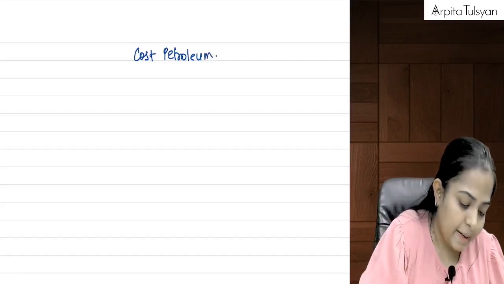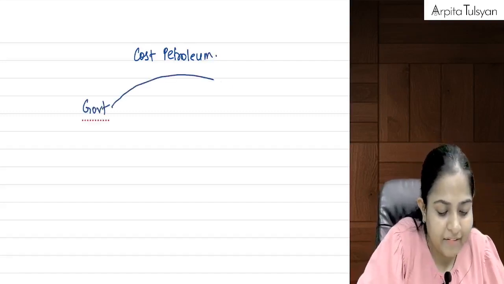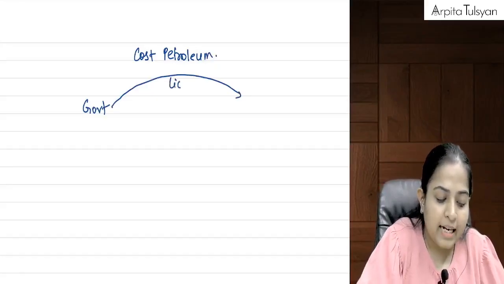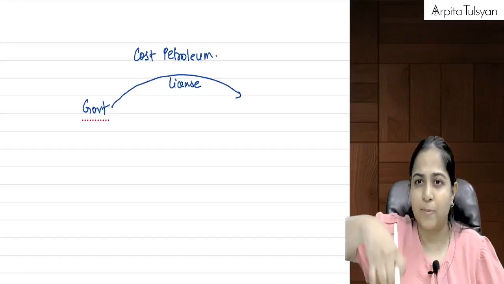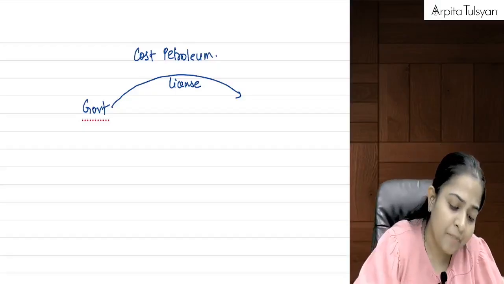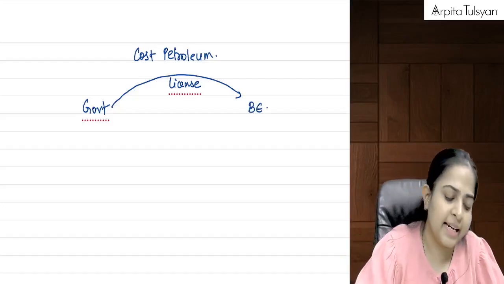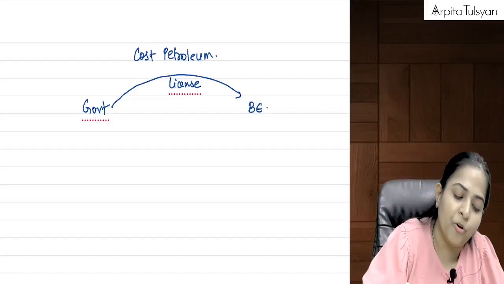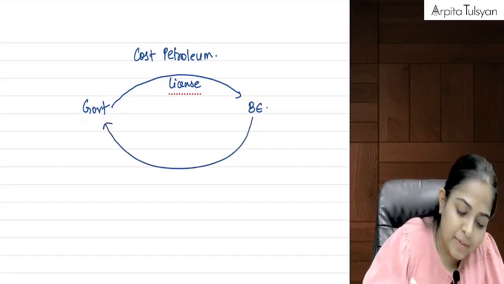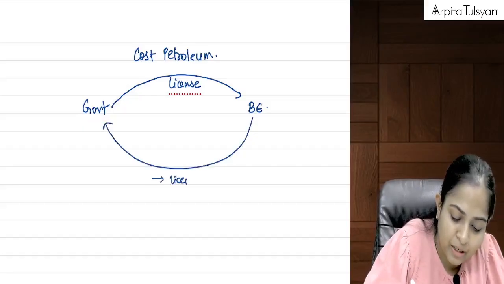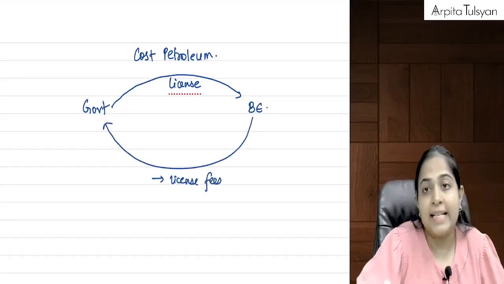Now, let's say the government is giving a license to a business entity to do some oil exploration or exploration of some minerals. The entity is engaged in business, and for that it is getting the license. For this, the business entity will have to pay something called a license fee.